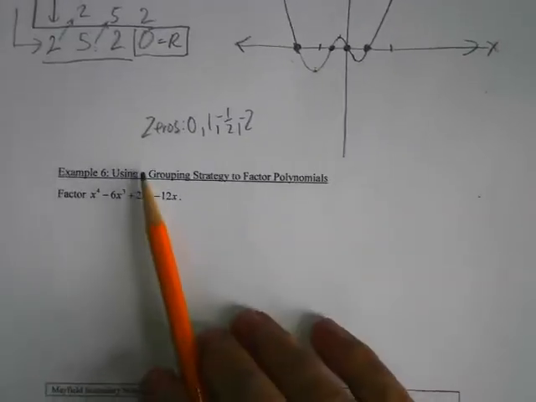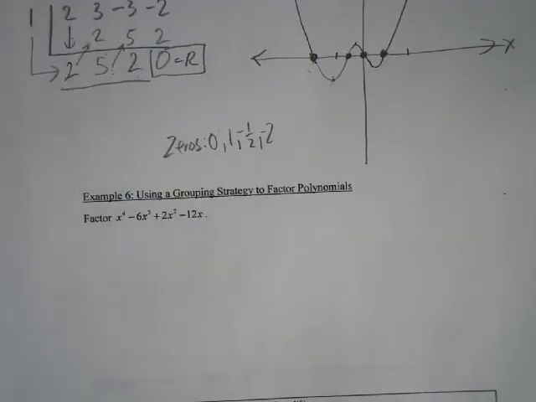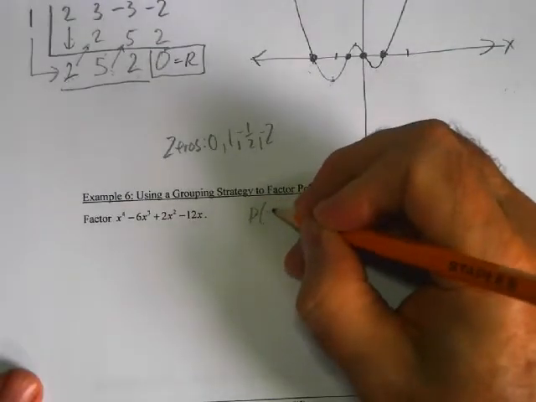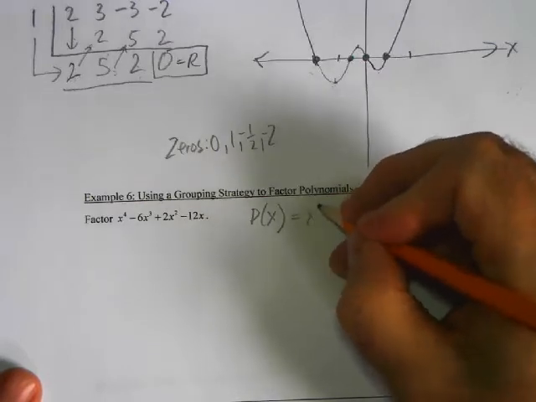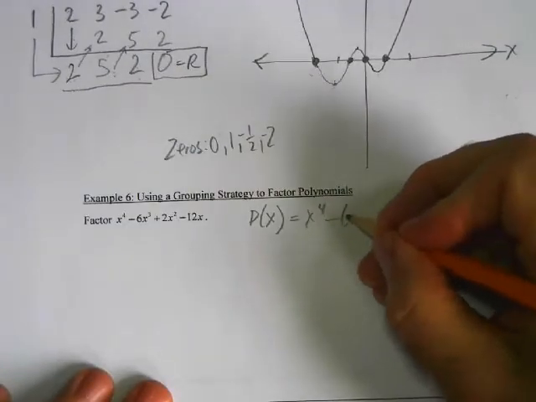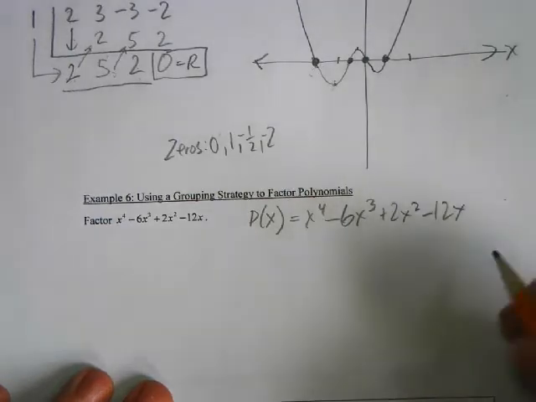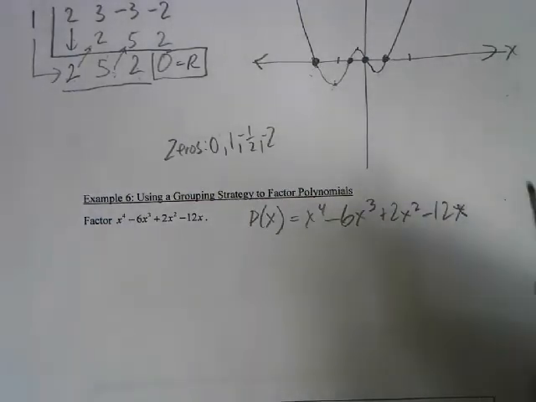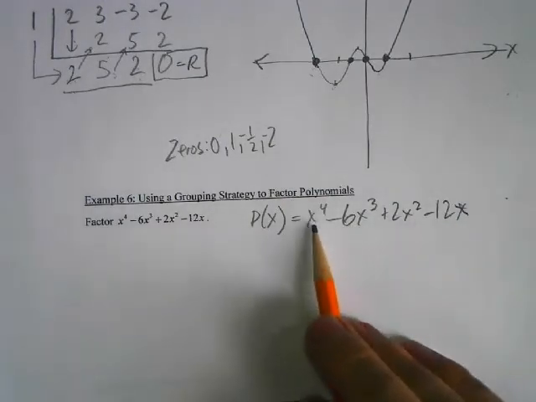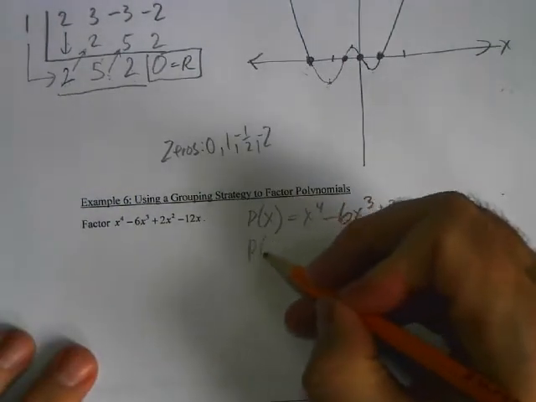Okay, so this question here, well, you can kind of tell by the title, use a grouping strategy to factor polynomials. So we want to factor this. So I'm going to start off by actually calling it a function, p of x. That's x to the 4th minus 6x cubed plus 2x squared minus 12x. And if you notice right away, we don't have a constant here, so that's a sign that for sure you can factor an x out. Okay, and that's all you can factor out because of that leading coefficient of 1. So we'll do that first.